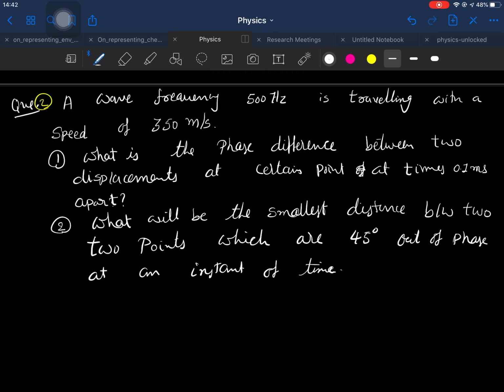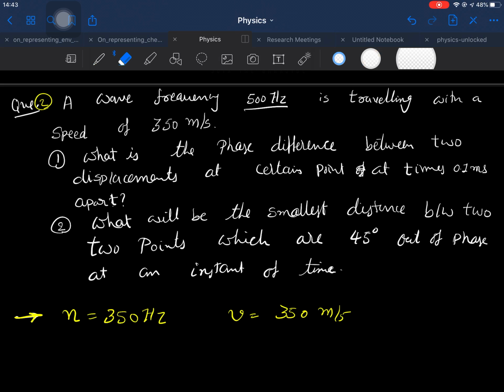Now the next question, the question is a wave of frequency 500 hertz is traveling with a speed of 350 meter per second. So keep in habit of writing all the information whatever you have in the beginning itself. So what is it, what is that we have, n is equal to 350 hertz frequencies, right, and velocity it is nothing but 350 meter per second. Oh sorry, this is 500, so frequency is 500 hertz. Okay, now in that case, now let's continue.